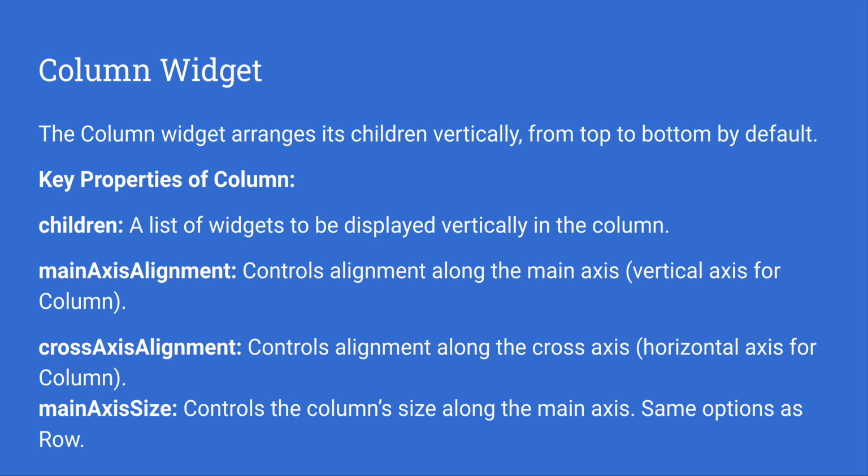And the Column widget. The Column widget arranges its children vertically, from top to bottom by default. Its key properties are children, mainAxisAlignment, crossAxisAlignment and mainAxisSize.